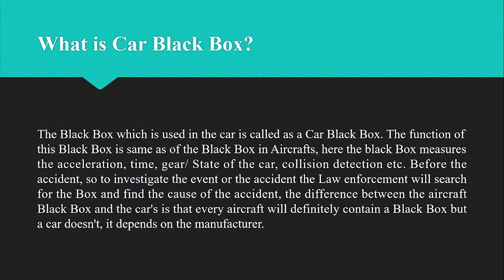So a black box implemented in a car is why it is called a car black box. A black box which is used in the car is called a car black box. The function of this black box is the same as that of the black box in aircraft. Here the black box measures the acceleration, time, gears, state of the car, collision detection, etc. All these functionalities are recorded by the car black box before the accident. So to investigate the event or accident, the law enforcement will search for the box and find the cause of the accident.